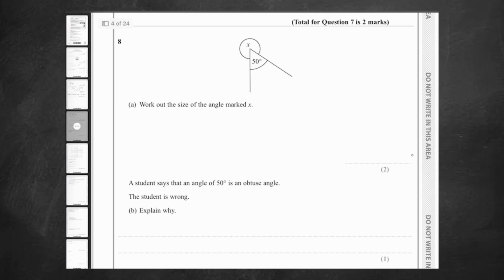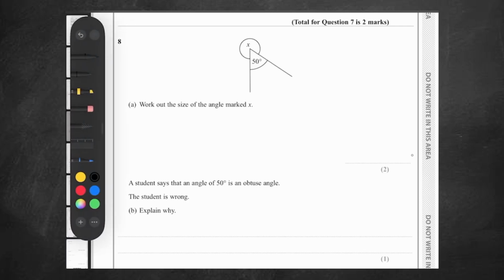Question 8. Work out the size of the angle marked X. So we're going to know that the total angle in a circle will be 360 degrees. And we are told that this bit here is 50 and X is the remaining amount of the circle. So X is going to be the 360 degrees minus 50, which is just 310.